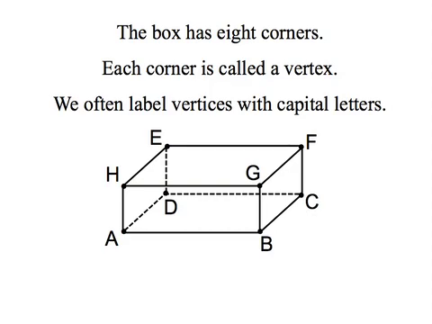The box has 8 corners. Each corner is called a vertex. We often label vertices with capital letters. And by the way, the most common way to do the plural of vertex is vertices. But now many dictionaries also accept the word vertexes as a plural for the word vertex.